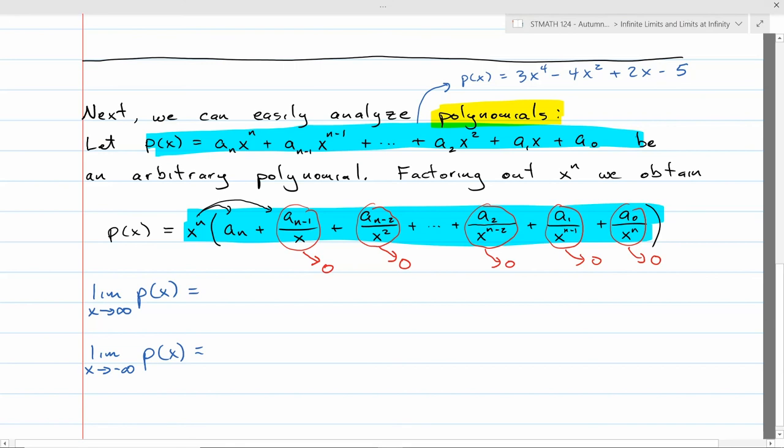So the limit as x goes to infinity of p of x is just going to work out to be, since all those terms circled in red go to 0, you only end up analyzing the limit of a sub n times x to the n. That's the only thing that's left after you get rid of all the things that went to 0. Same thing when x is going to negative infinity.